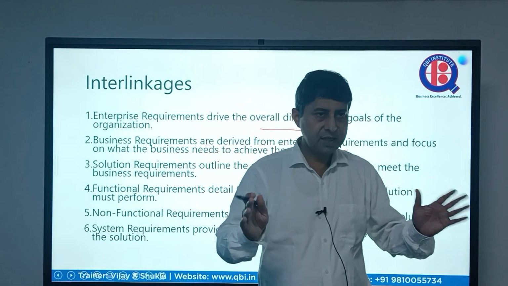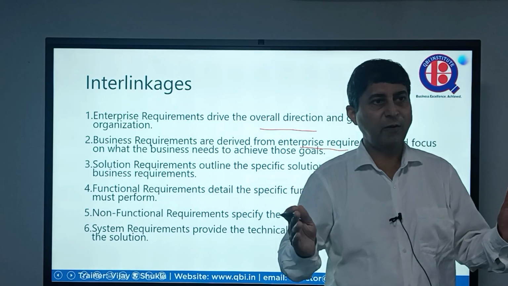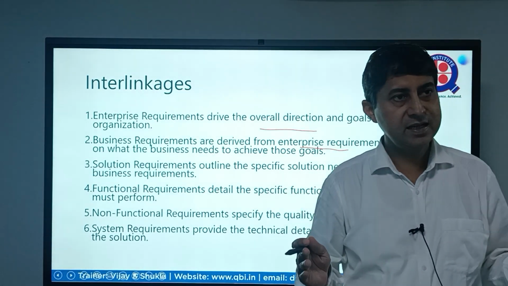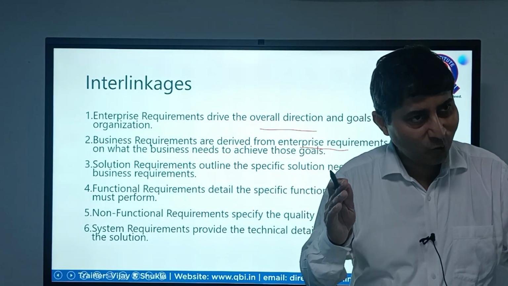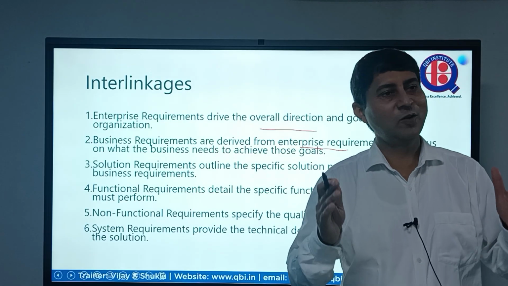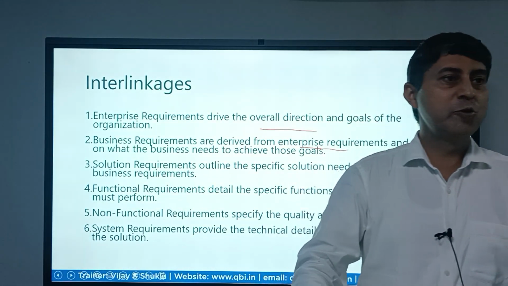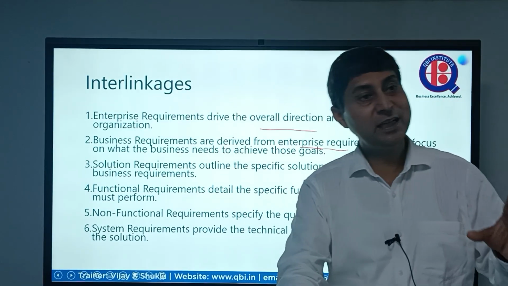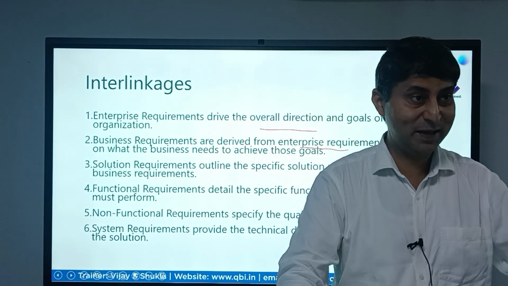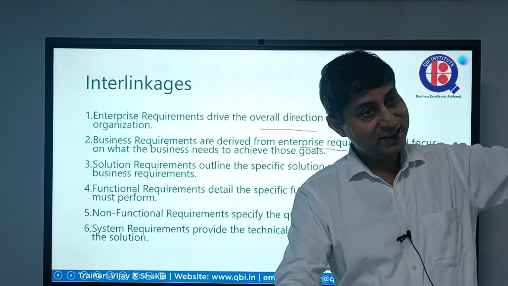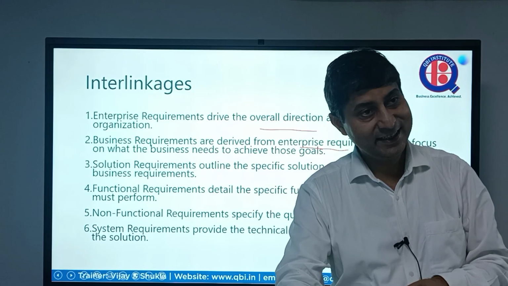So this is the brief on types of requirements. As a business analyst, your focus is on requirements of the project and specifically functional requirements. But since you are part of an IT project, you need to be aware of all the requirements, where they originate from and where they lead to.